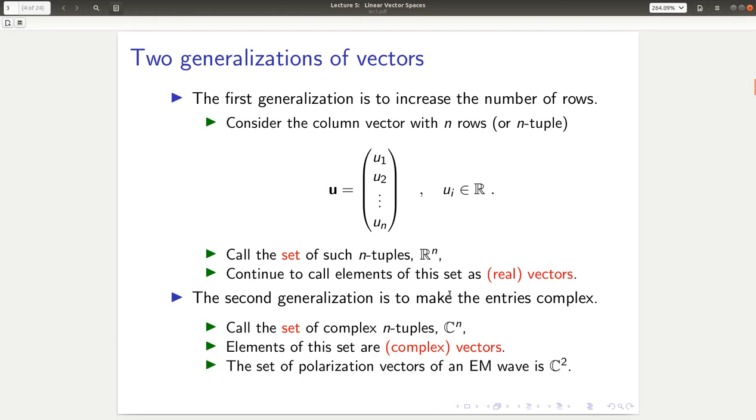The second generalization is to make the entries complex. Here, u1, u2 up to un were all real, but now we are going to make them all complex, and the set of all complex n-tuples we'll call Cn. Elements of this set are complex vectors. We have already seen this in the previous lecture, where the set of polarization vectors of an EM wave is C2, because we could write it as a column vector with 2 entries, E_x, E_y, both of them being complex.